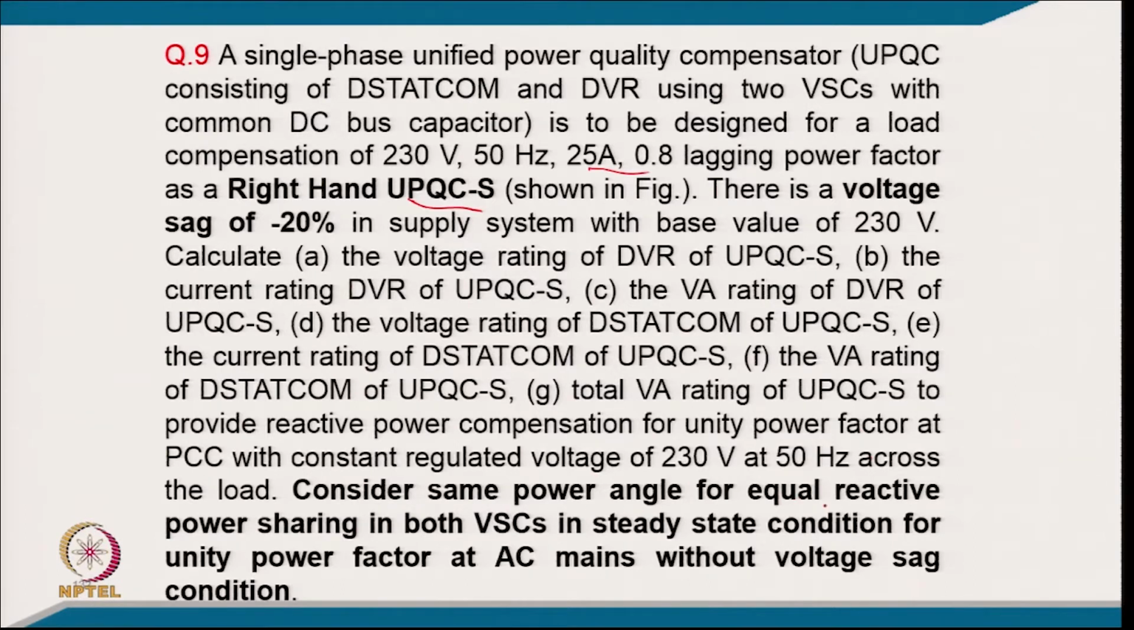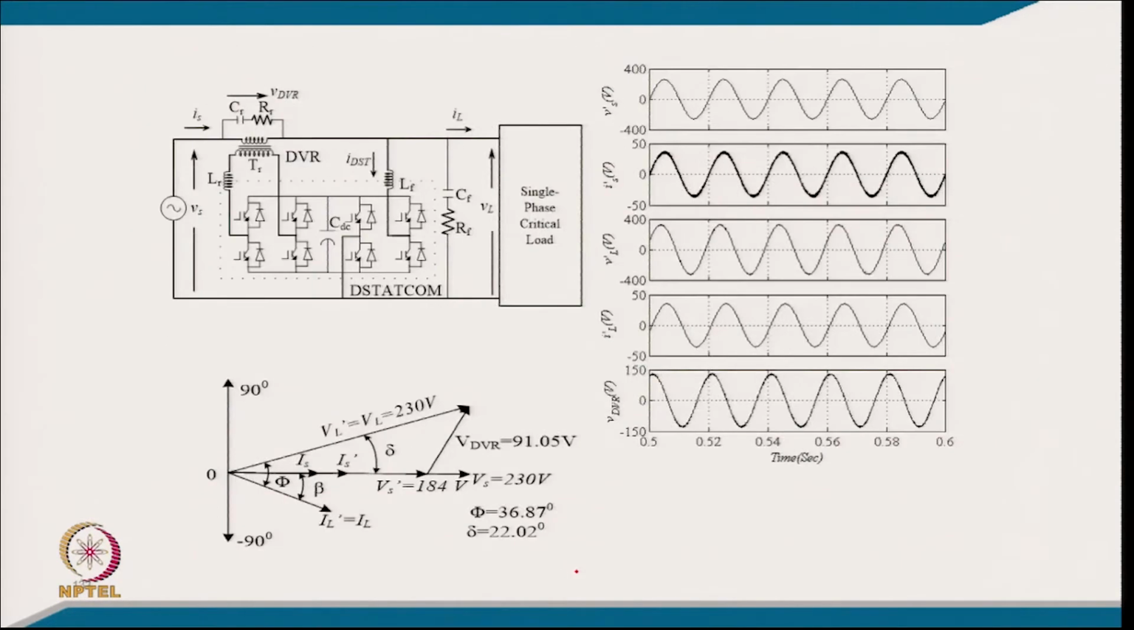Consider the same power angle for reactive power sharing in both VSC in a steady state condition for unity power factor at AC, meaning without voltage sag condition. So, this is typically the right hand UPQC. We have a DSTATCOM on the right hand side and we have a DVR on the left hand side. This is typically the phasor diagram for the conditions given, where we are keeping the angle the same in both conditions, without sag and with sag, and these are the voltage waveforms after making the model of this.